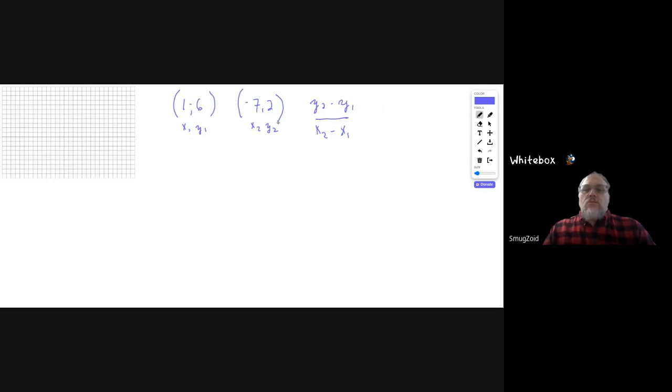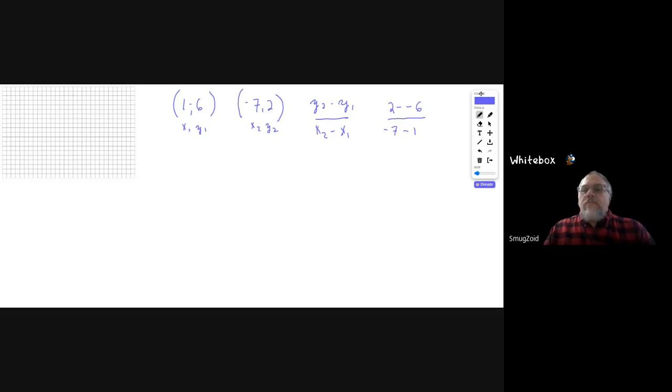So take the y2, which would be 2, and I'm going to subtract the y1, which is minus 6, right? It's negative 6. Don't make the mistake of just dropping it. You want to make sure you're doing this right. You can get the wrong line, all right? Next thing, I'm going to take x2, which is what? Minus 7. And then I'm going to go minus 1.